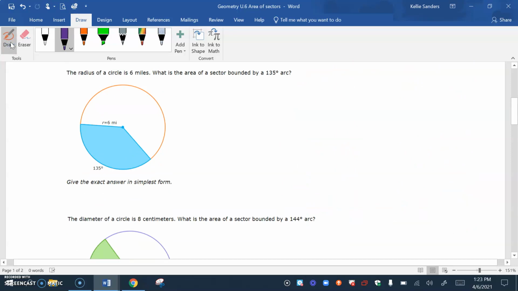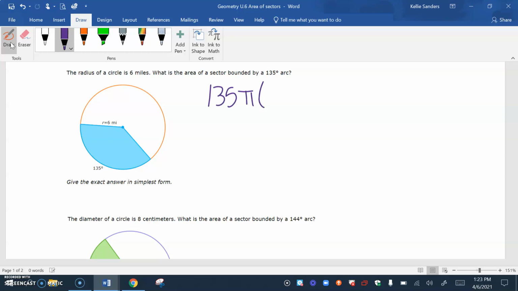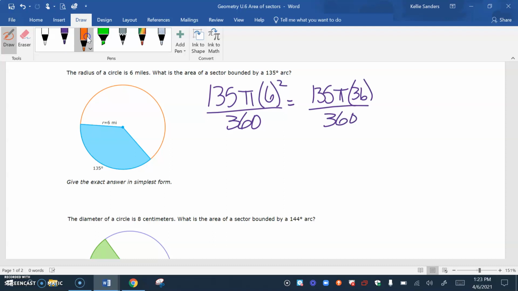Okay, the radius of a circle is 6 miles. What is the area of the sector bounded by a 135 degree arc? So 135 times pi times 6 squared all over 360. 135 pi times 36 over 360.